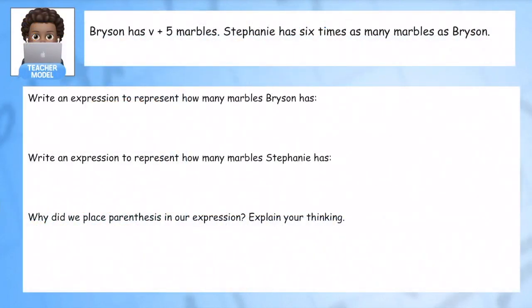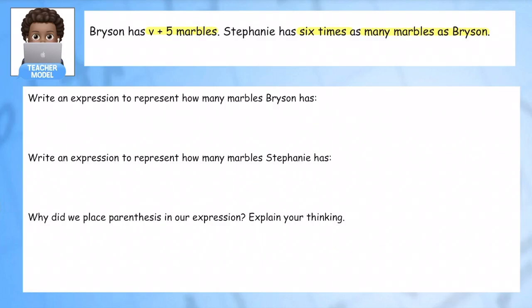We're going to add our skills from the last 2 lessons, Math Marbles. We're going to do some substitution work and we're going to do some translation work. So let's look at this one. Bryson has V plus 5 marbles. Stephanie has 6 times as many marbles as Bryson has.